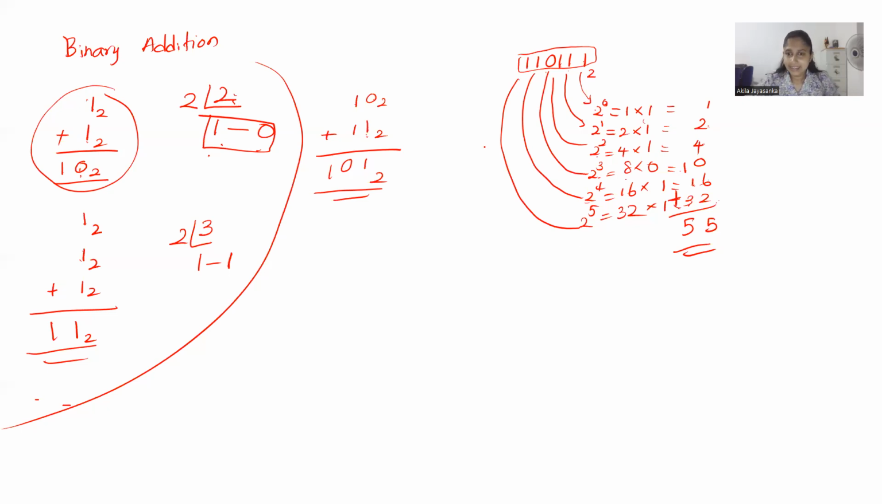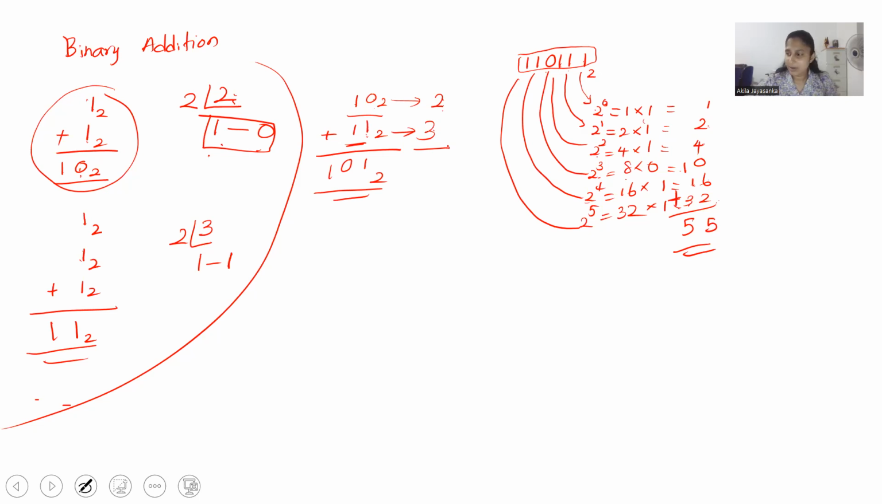Okay. Let's see whether that answer is correct or not. What is the decimal value of the binary value 1 0? Can anyone give me the answer? What is the decimal value of 1 0? 2. Yes, the decimal value is 2. What is the decimal value of this one? 3. Then let's add this 3 plus 2.